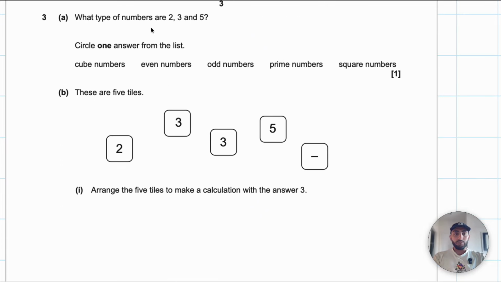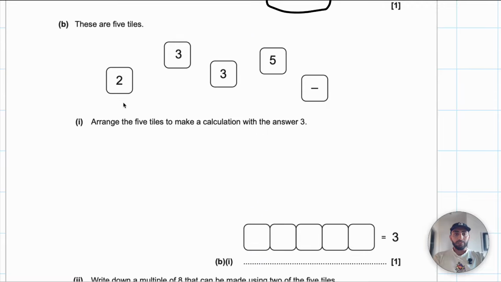Question 3. What type of numbers are 2, 3, and 5? Are they all cube numbers? No. Are they all even? No, there's a 3. Are they all odd? No, there's a 2. Are they all prime? Yes, I think they are all prime because 2 is a prime, that's the first prime, 3 is a prime, and 5 is a prime.